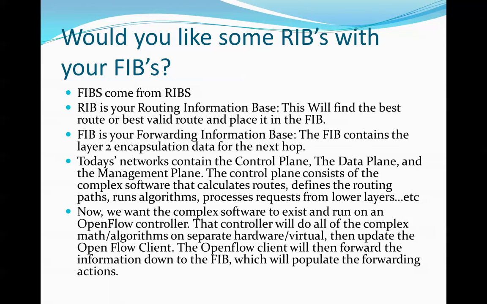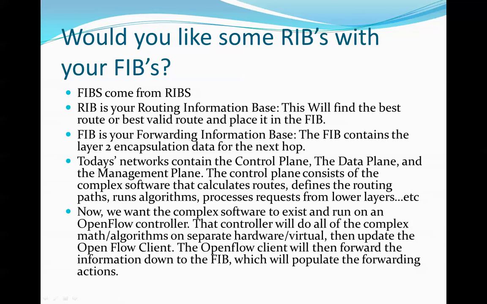Fibs come from ribs. So FIB, or forwarding information base, comes from RIB, or routing information base. The routing table is reformed into an ordered list with the most specific route first for each IP destination subnet in the table. This new format then becomes the FIB. So to restate that, your RIB will find the best valid route and place it into the FIB. Your FIB will contain the layer 2 encapsulation data to get it to the next hop at wire rate.